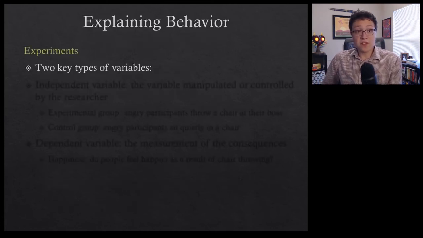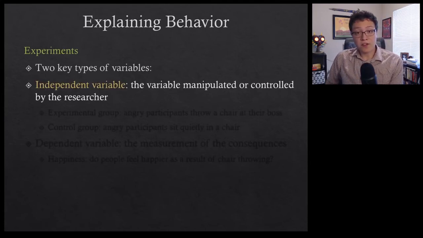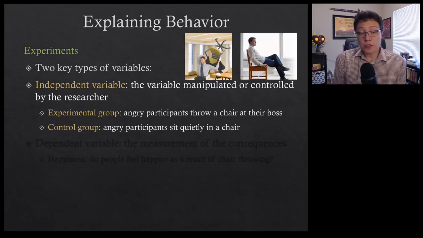So with experiments, these two key types of variables, where the independent variable is manipulated or controlled by the researcher, maybe an experimental group here. In this situation, what we do is we make participants listen to their boss yell at them while they're getting angry. And in one group, we have these participants throw a chair at their boss. And in a control group, we have the participants just sit quietly and not say anything to their boss. So this independent variable now has two levels: our experimental group who throw the chair versus our control group who don't do anything other than just sit there.